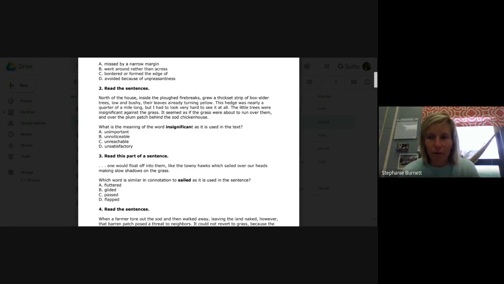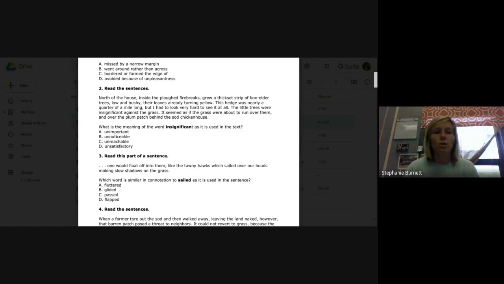All right, it says it seems the grass were about to run over them. If you run over something insignificant, like a rock in the road, or just some sand in the road, that's probably very insignificant, unless you run over a boulder or something like that. It said it was insignificant. Does that mean not important, not noticeable, not reachable, or not satisfactory? And satisfactory means good enough. All right, the little trees, what were they? They were not important. No, they were not. I'm sorry. They were not noticeable.